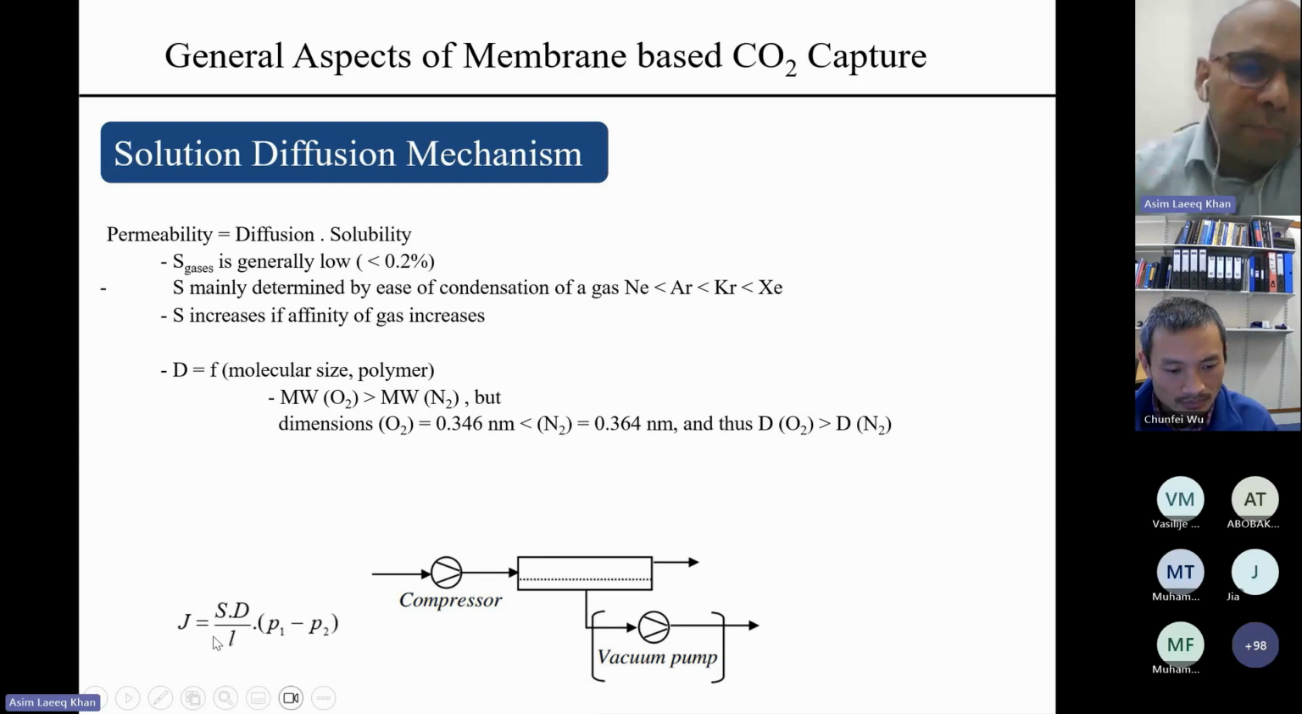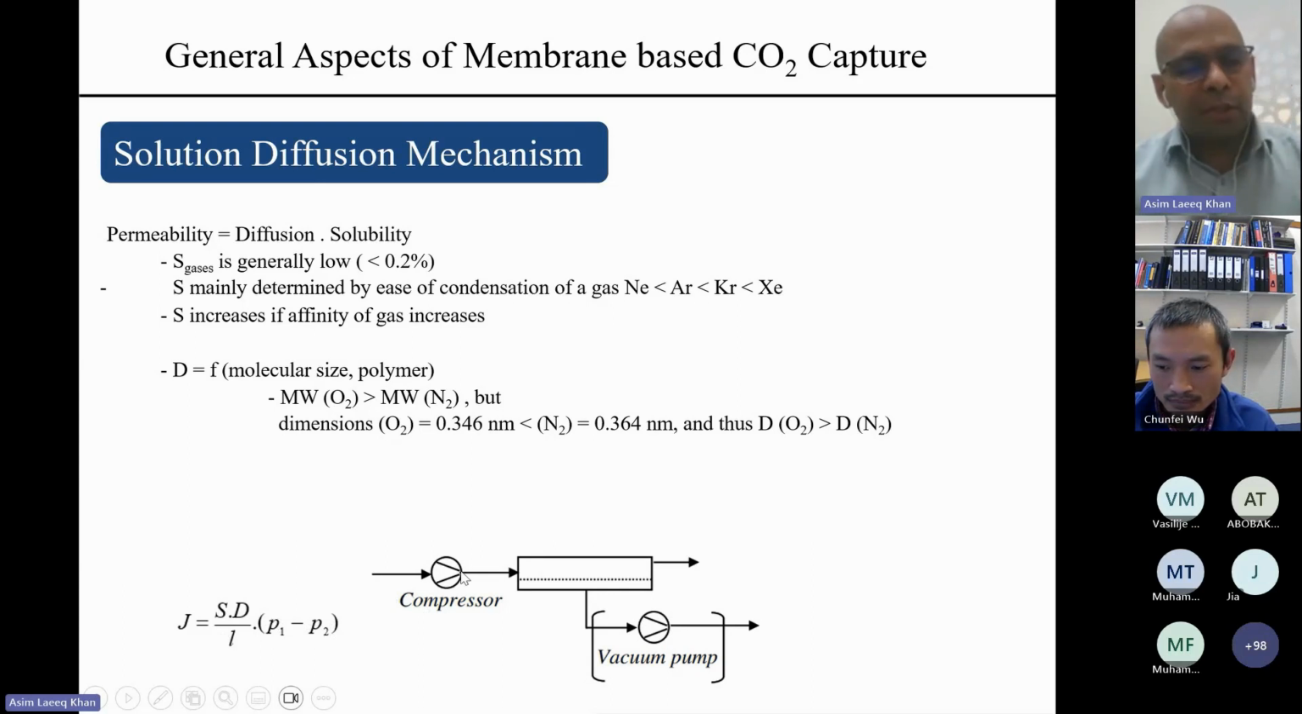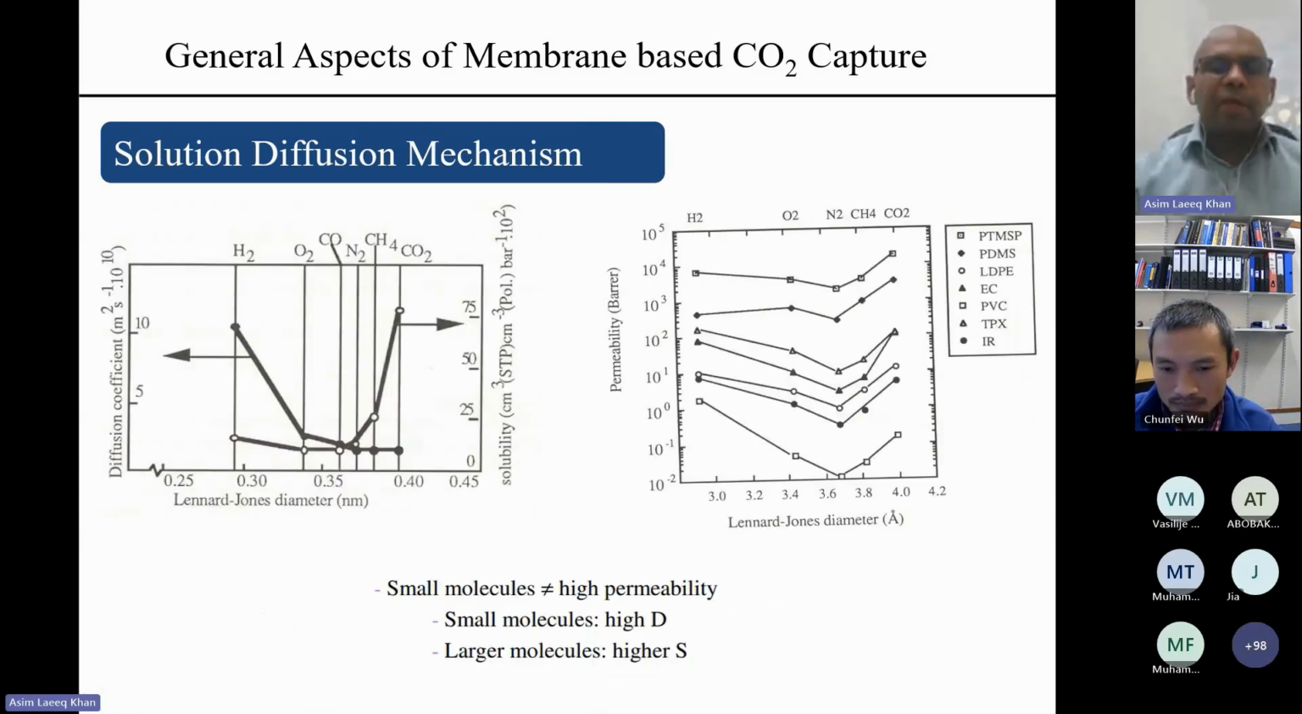The thicker the membrane, the lesser the mass transfer, and it also depends on the driving force, the pressure difference between the feed side and the permeate side. This is the reason we have high pressure and compression on the feed side and a vacuum pump on the downstream side, so that we can have more and more flux out of the membrane using a very small area of the membrane.